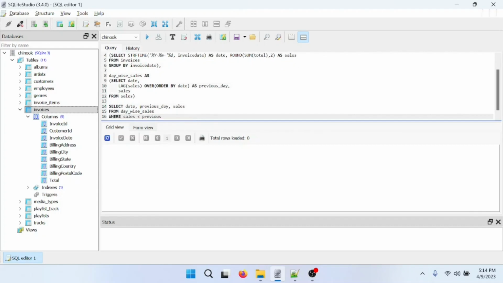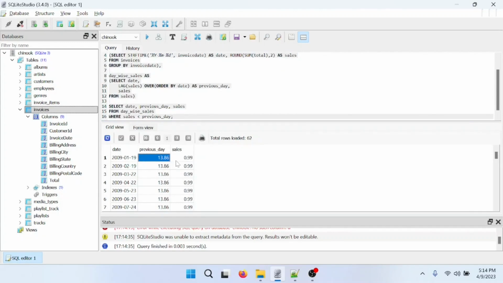than previous day. So we can see each of the days where the previous day sales was higher is output, but it doesn't have all the days.